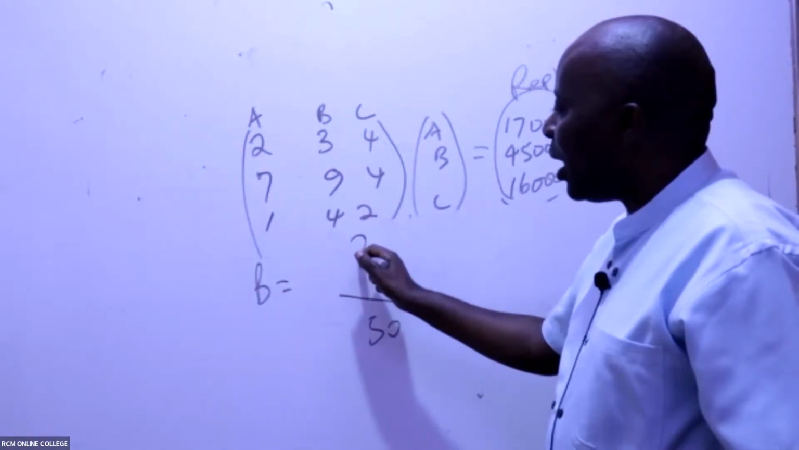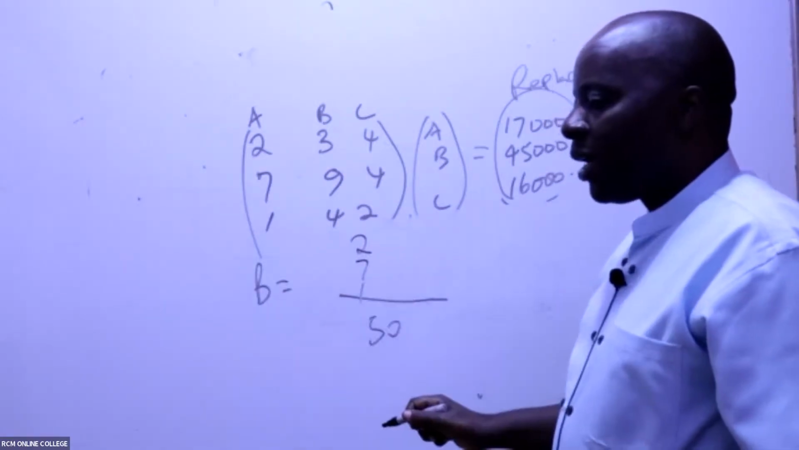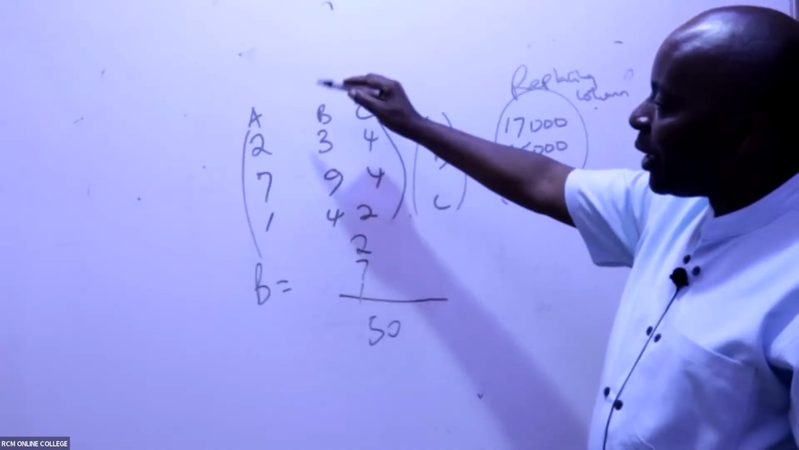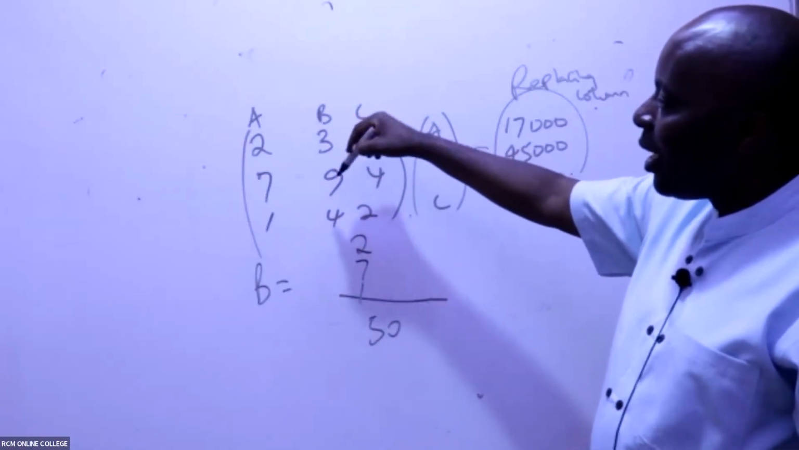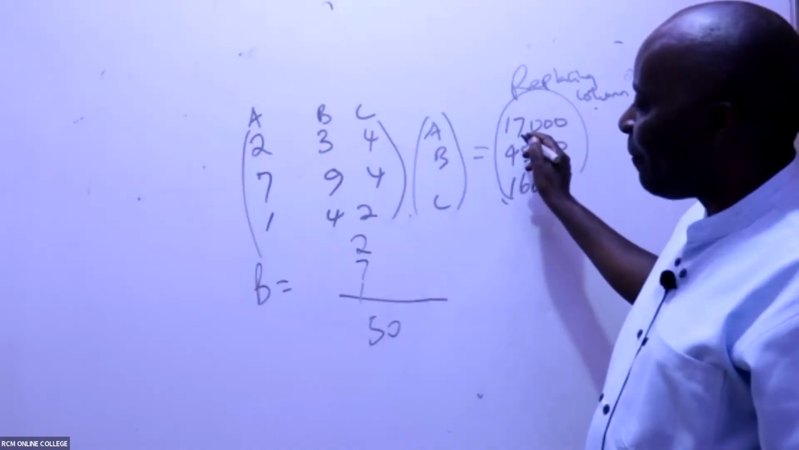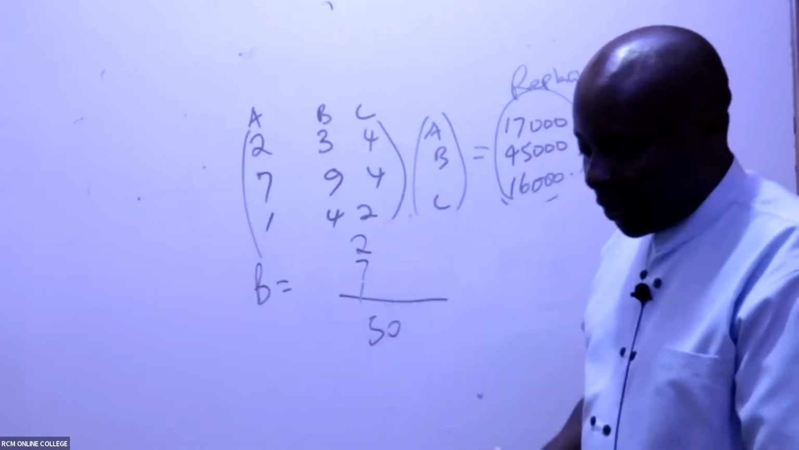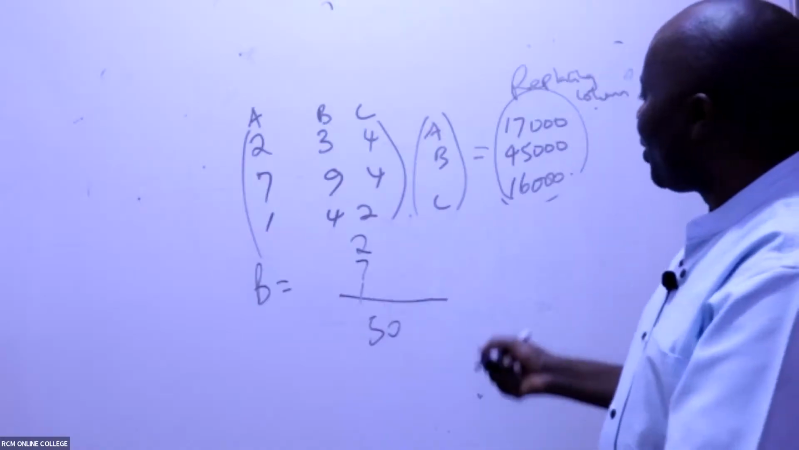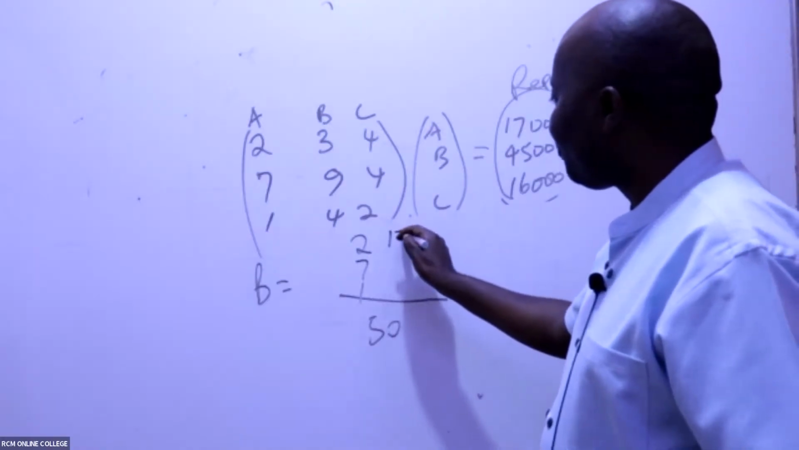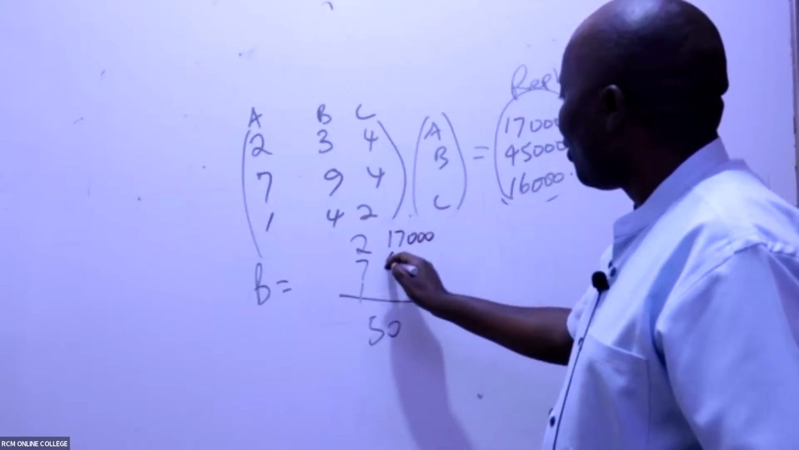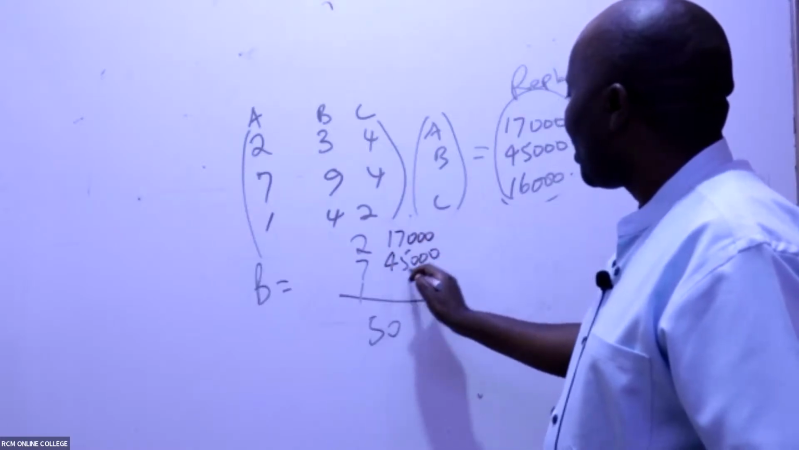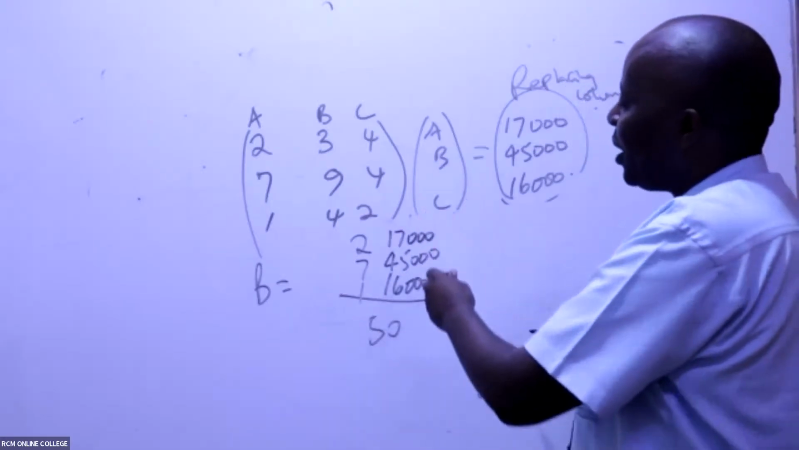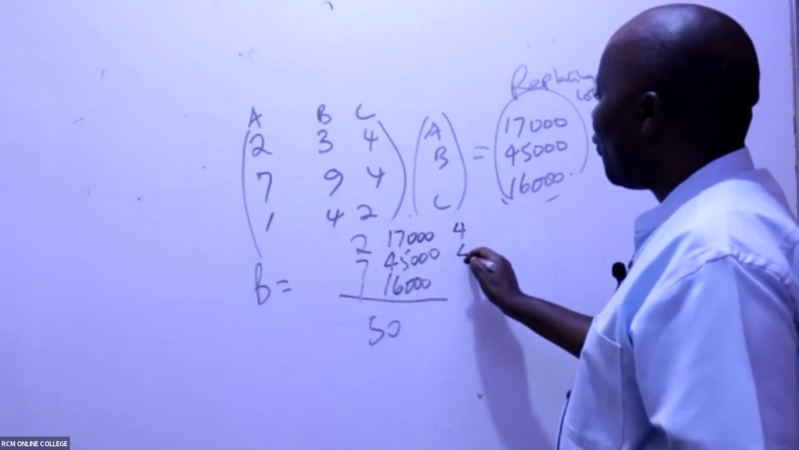So here I will have 2, 7, 1. When I come to the column of B, it has to disappear. We need a replacement. And where is the replacement? It is this one. So the second column here is what we shall have taken over by that replacement, which is 17,000, 45,000, 16,000. And then what happens in the column of C? These remain 4, 4, 2 like that.